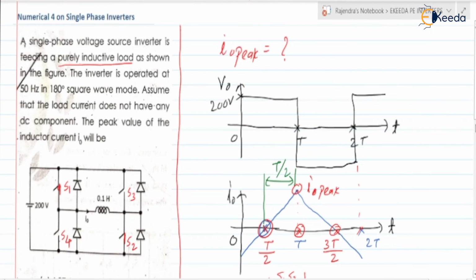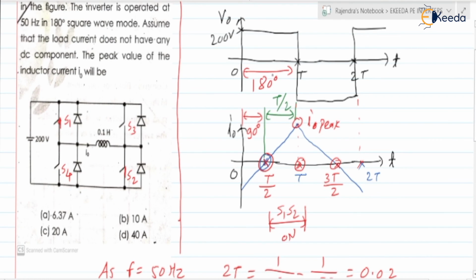The thing to understand here is that as the load is inductive, the current should lag the voltage by an angle of 90 degree. On the time axis, the 90 degree is T by 2 only, because one complete cycle of alternating wave is 360 degree, so T by 2 is nothing but 90 degree. That's why voltage is positive after t equal to 0, and current is positive after T by 2, that is after 90 degree. So current is lagging the voltage by 90 degree.